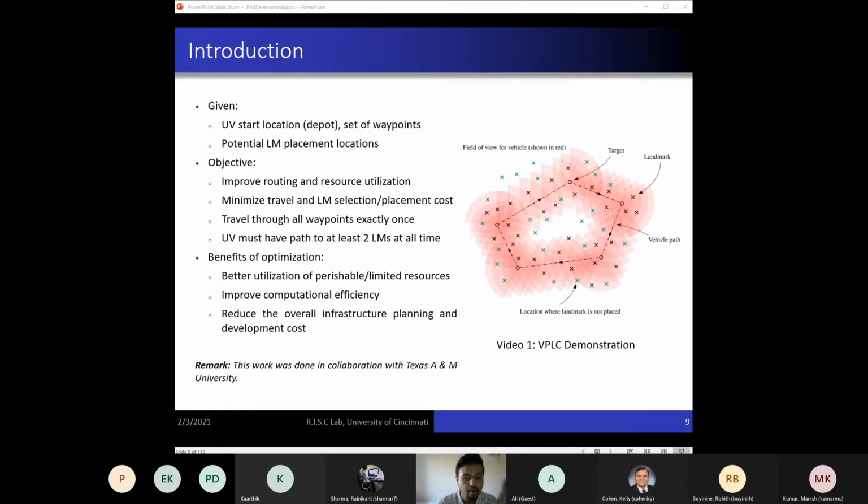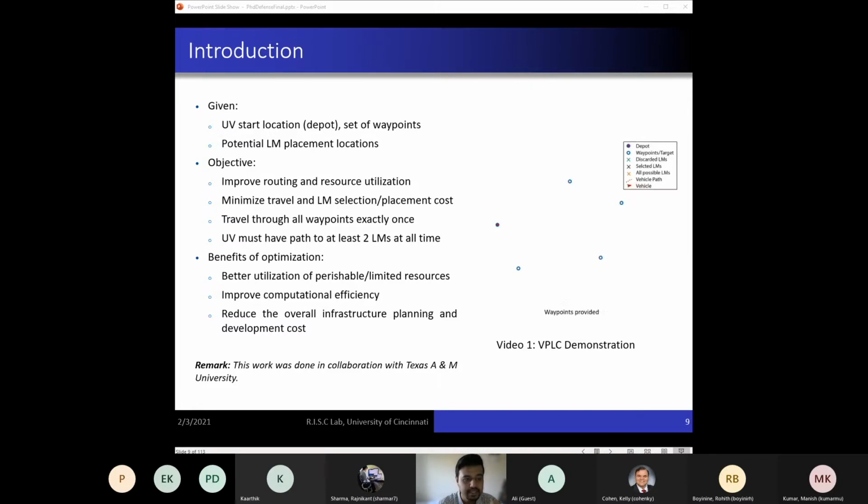In this problem, our goal is to solve a combinatorial optimization problem using mixed integer linear programming architecture to jointly reduce the traveling cost and landmark placement or selection cost by improving resource utilization. We are given the starting location of the vehicle, a set of waypoints to travel through, but not the sequence of waypoints. We are also provided with potential landmark placement locations from which we need to select a subset of landmarks that can ensure proper localization.